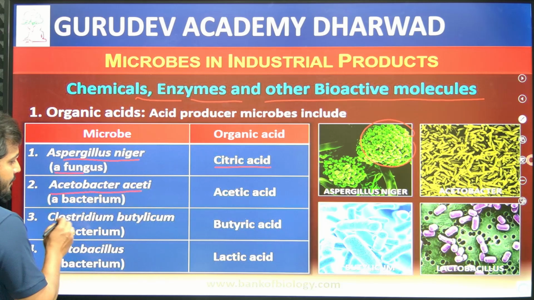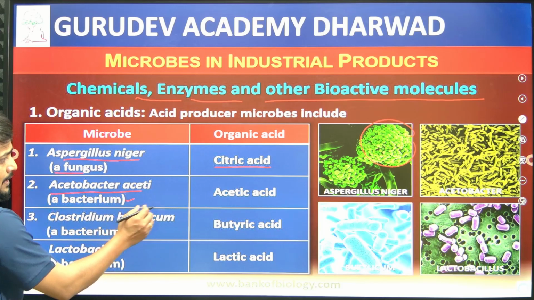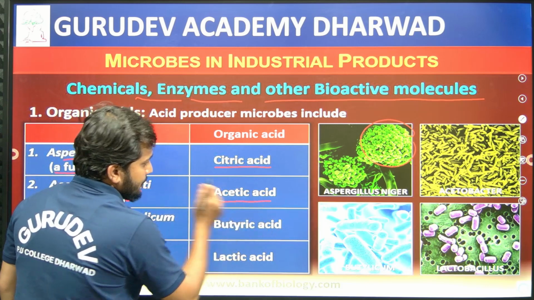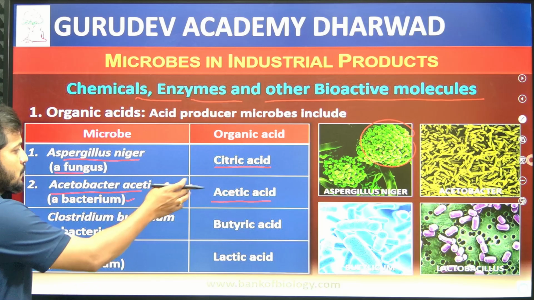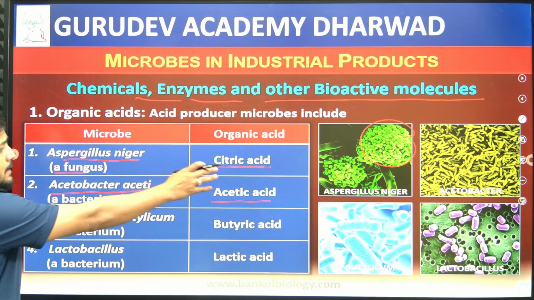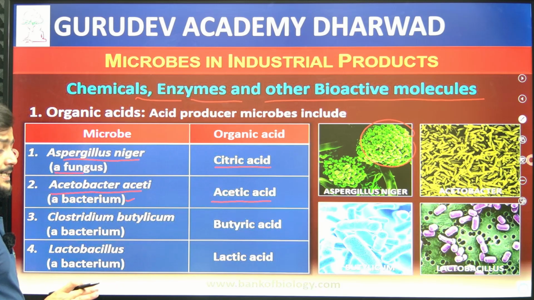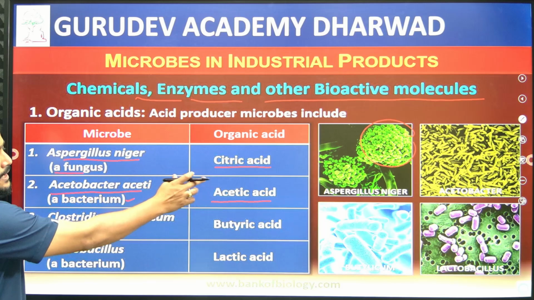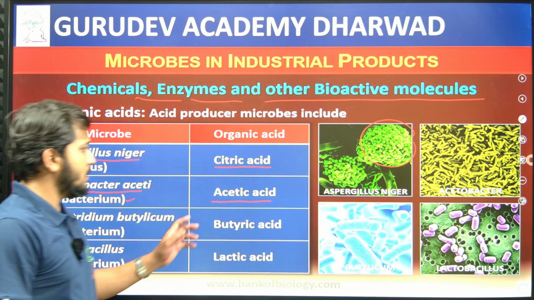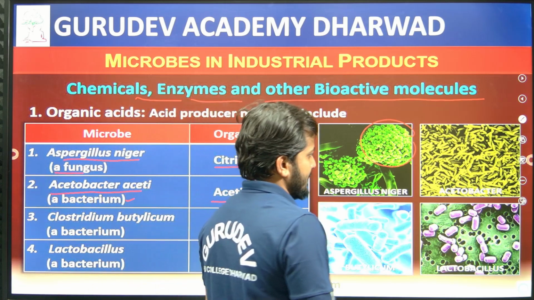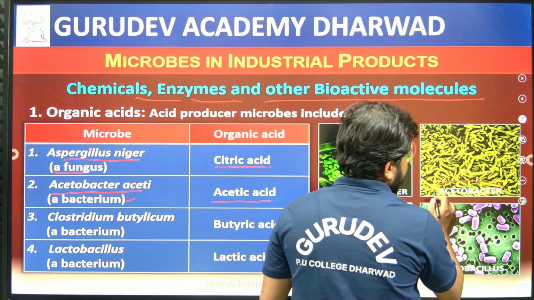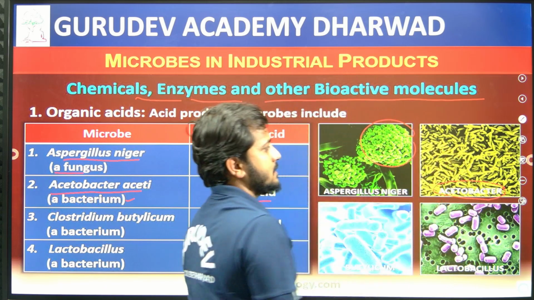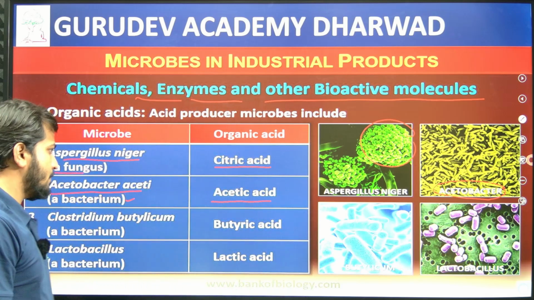Acetobacter aceti, which is nothing but a bacterium, produces something called acetic acid. The name itself will tell you that it produces acetic acid. So Acetobacter aceti majorly produces acetic acid. Here you can find Acetobacter, right? This is the structure of Acetobacter.